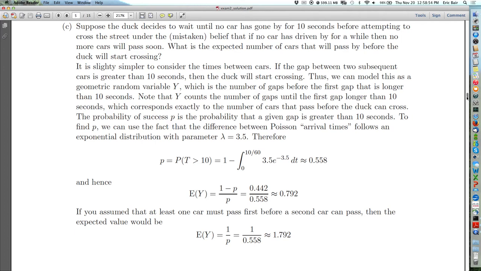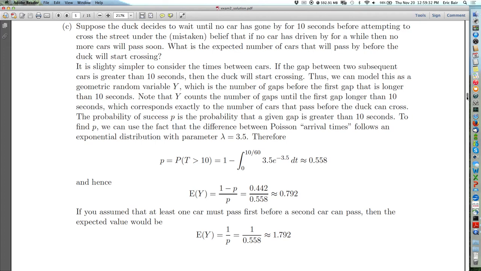The way you need to do that is compute the probability of getting a gap of 10 seconds or longer. That's basically the probability that a Poisson random variable with rate parameter 3.5 divided by 6 is greater than 0. That's approximately 0.558. And then you can think of this as a geometric distribution: every time the next car comes, either it arrives within 10 seconds of the previous car or it does not.